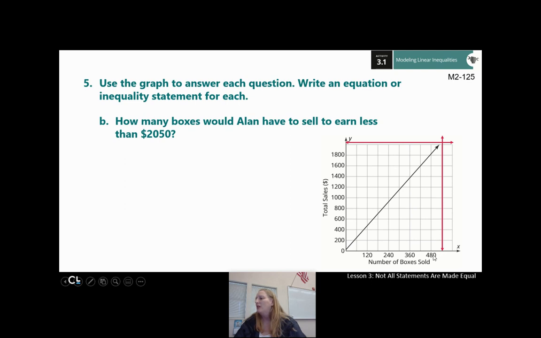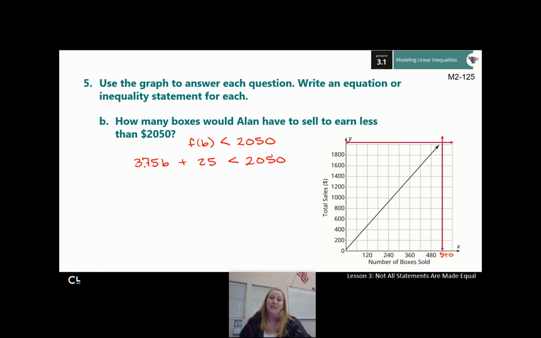Ooh. 480 plus 60, that's what, 540? I think so. So 480 plus 60, 540. So it looks like Alan would have to sell less than 540 boxes. But let's check the math, right? If I want my function to be less than $2,050, well, we said the function was $3.75 per box, and that they had a $25 credit, and it's got to be less than 2,050.